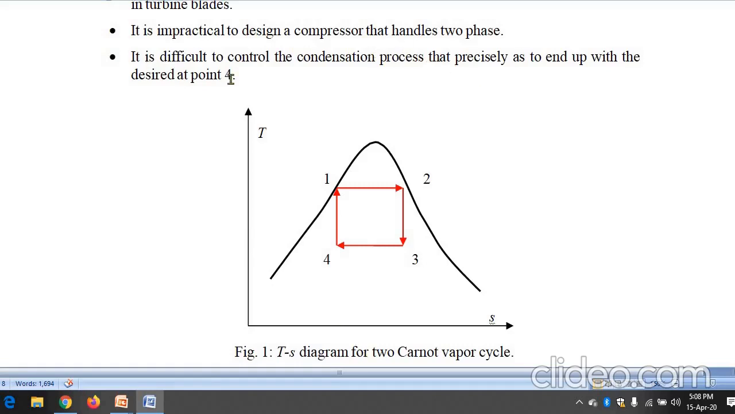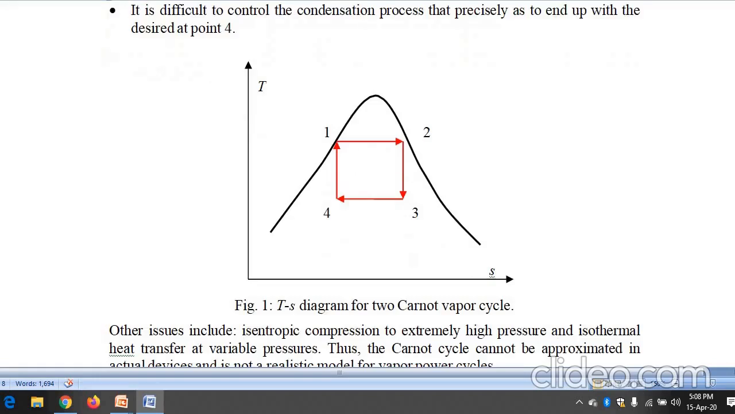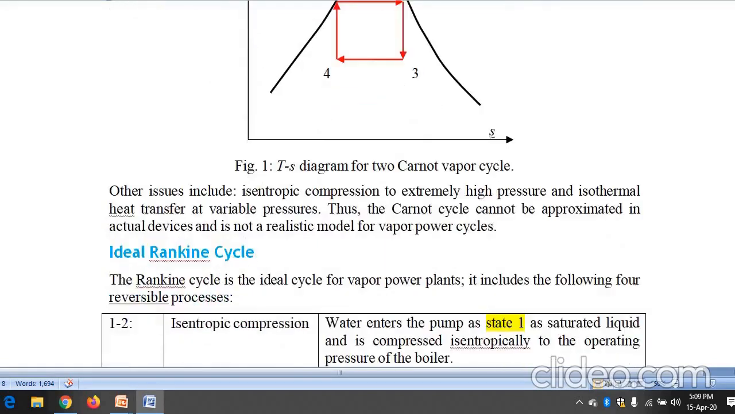And next, one more difficulty is that it is difficult to control the condensation process so precisely as to end up with the desired point 4. So it is not possible to stop at point 4. So these are the problems with the Carnot cycle. The Carnot cycle cannot be applicable for the vapor cycle.